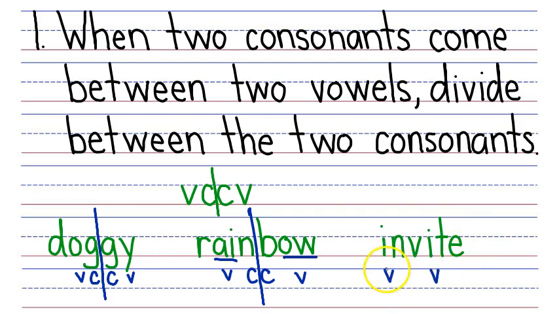Now, what's going on between these two vowels? Well, you've got the consonant letter N and the consonant letter V. So here we go. VCCV pattern means that you put the syllable division between the two consonants. So right here. And you end up with one closed syllable where the I makes a short I sound, in, and one vowel consonant E syllable where the E is a silent final E that's telling us to make that I make a long I sound. Vite. Invite.